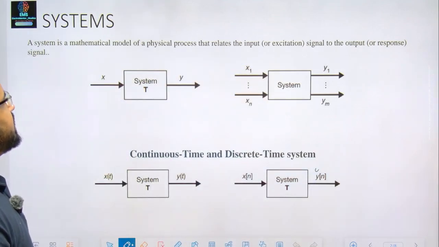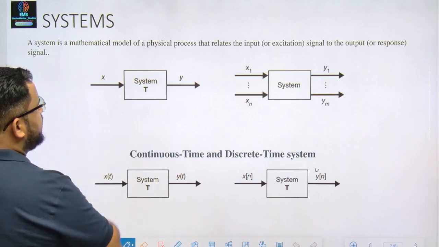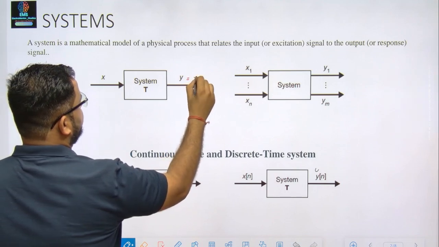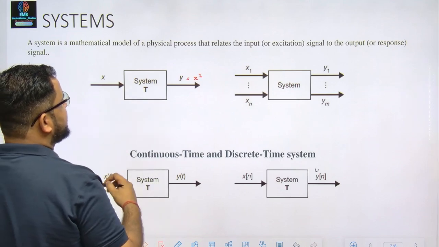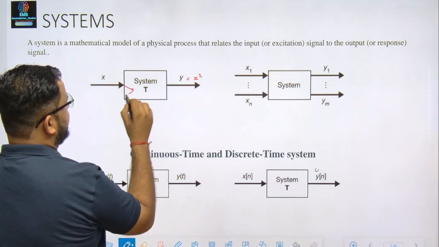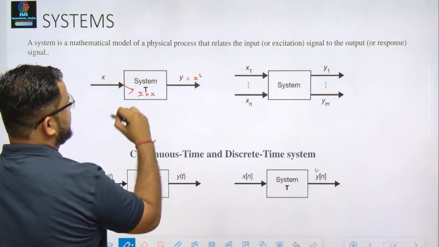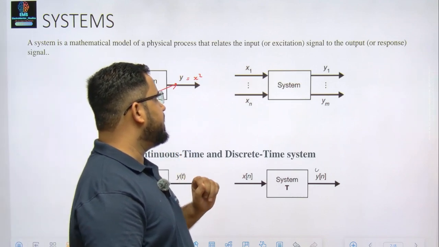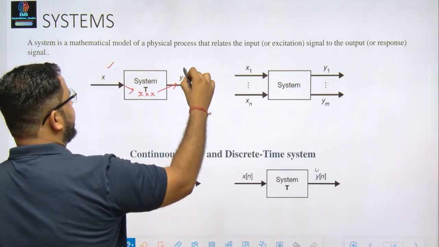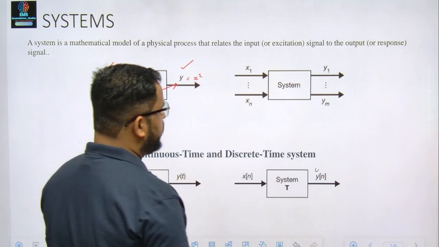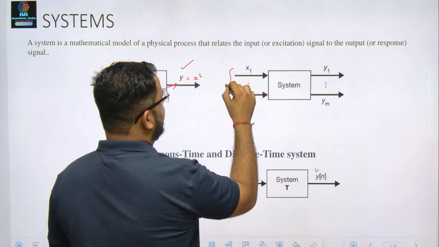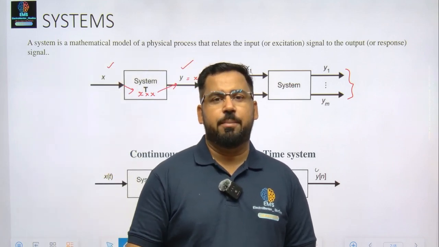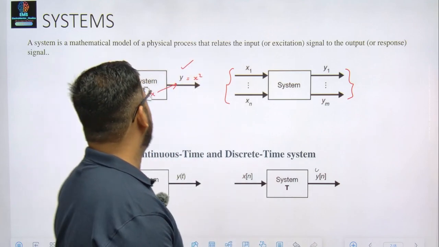So let's start. Now, what is a system? A system is a mathematical model of a physical process. Let us say y is nothing but x square. Now, what does this system say? The system says whatever the input is coming, it will multiply it with itself and it will give us x square. So what is this? A system is something which relates input excitation to output. Similarly, we can have a multiple input and a multiple output system. So basically system is a mathematical model of a physical phenomena.